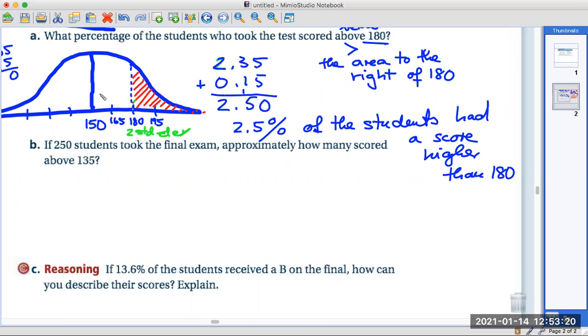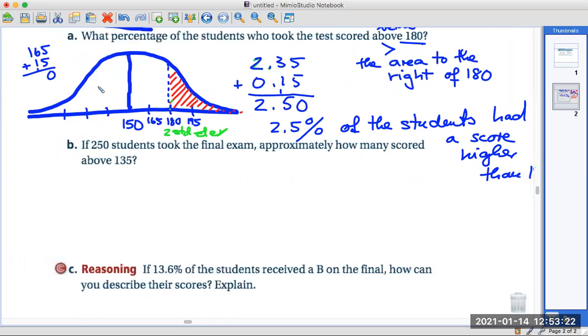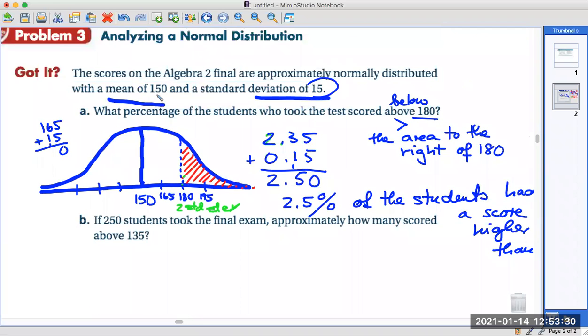Okay, so then remember the area under the curve tells you the percentage of data points that fall within that region. And in the question, you will always get the average and you will always get the standard deviation.